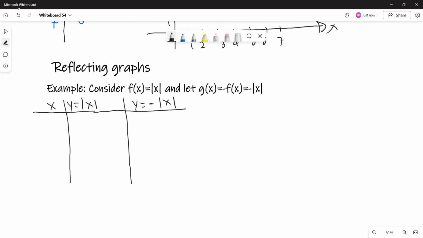Okay, so we have for x, that's the absolute value function. Then the y values are 2, 1, 0, 1, and 2. The new function is the opposite of the absolute value function. That is going to be the opposite of 2 is negative 2, opposite of 1, opposite of 0 is itself. And finally, we're going to compare the graphs. So let's draw the graphs.